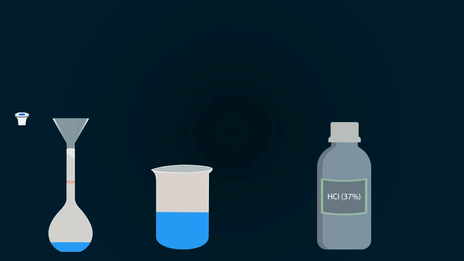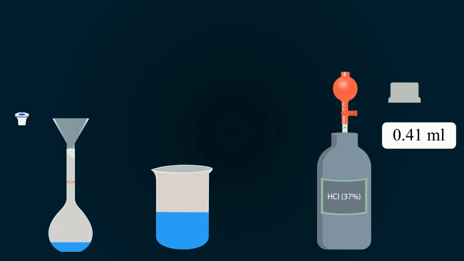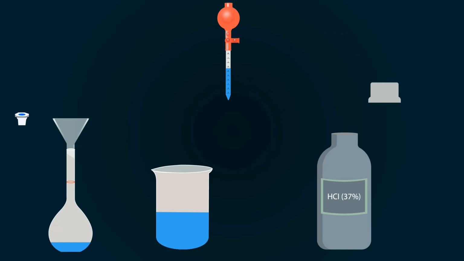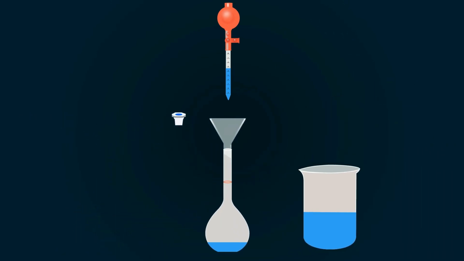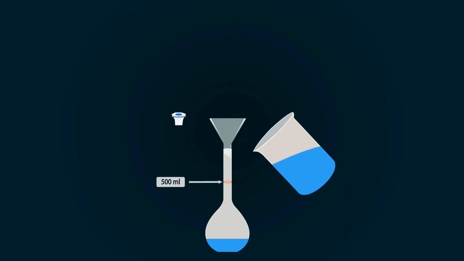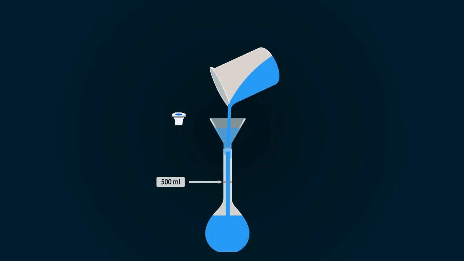Now take HCl and pipette out our required volume of HCl, which we found as 0.41 milliliters. Add this 0.41 milliliter into the measuring flask. Now fill this measuring flask up to the 500 milliliter mark with distilled water.